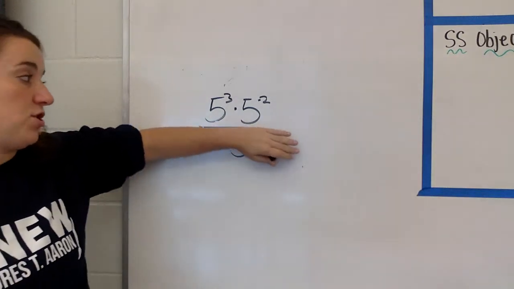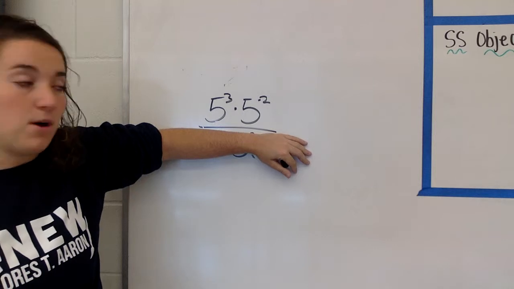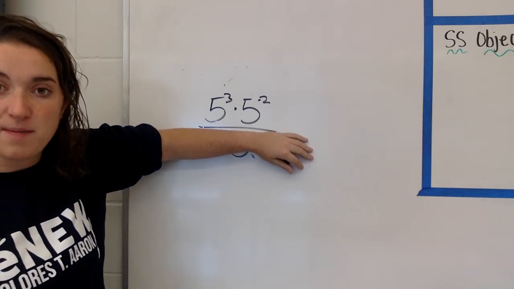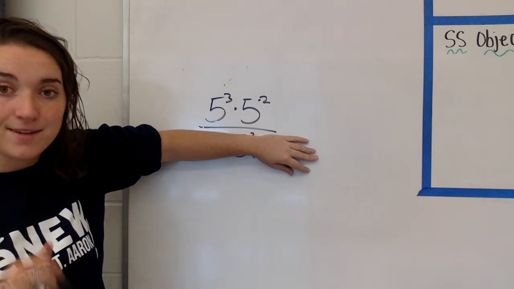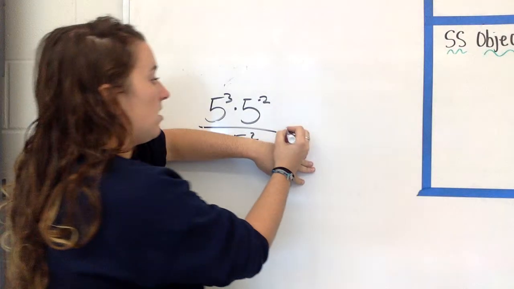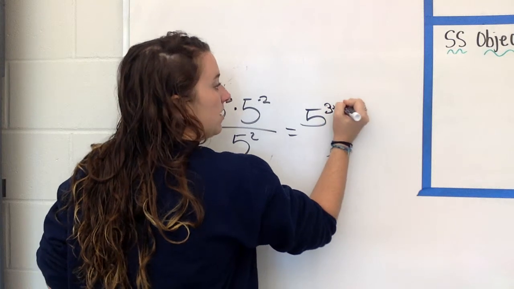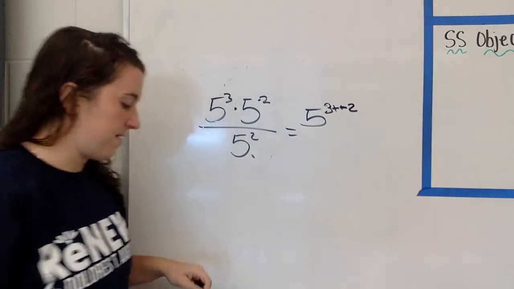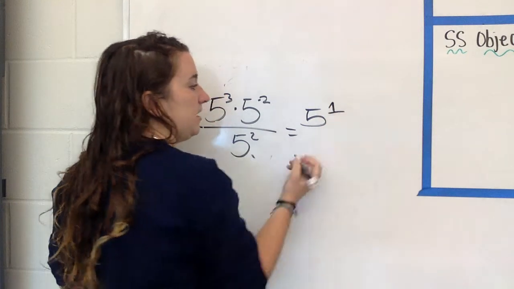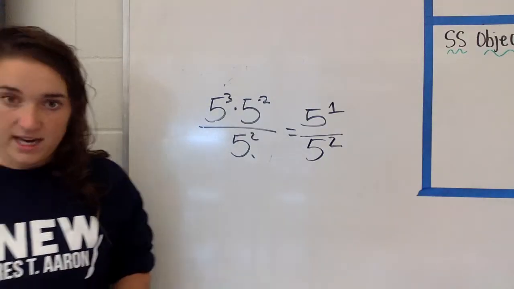So I'm going to start with just looking at my numerator. What operation are we doing in my numerator? Multiplication. So do I have the same base in my numerator? Yep, what's my base? My base is 5. So what can I do because I'm multiplying with the same base? I'll keep my 5 and I will add my exponents. 3 plus negative 2. 3 plus negative 2 is what? 1, over 5 squared. All right.